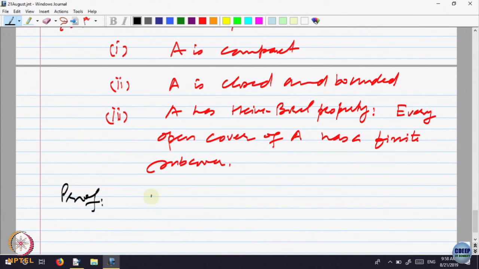So, there are spaces where it is not possible to define a notion of distance, but we want to have a notion of compactness. So, there the definition is the third one, that every open cover of that set has a finite subcover. That is the definition taken in topological spaces for compactness. I am just giving you a snapshot of something which you may come across. So, let us write a proof of this. 1 is equivalent to 2, that we have already proved: A is compact if and only if it is closed and bounded.